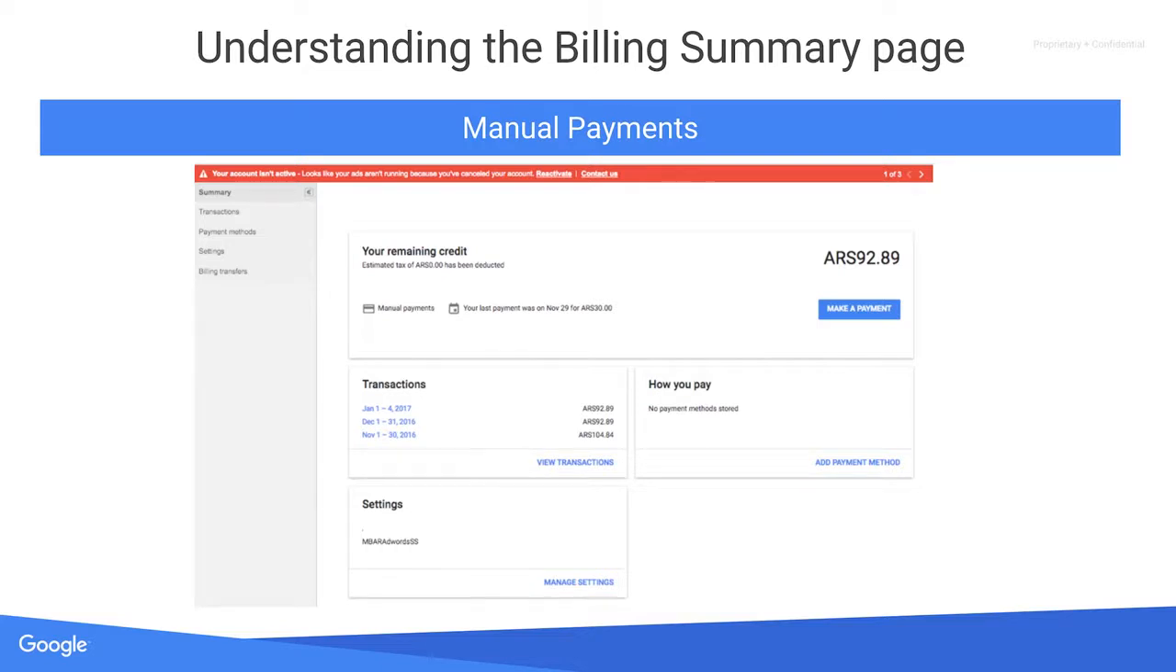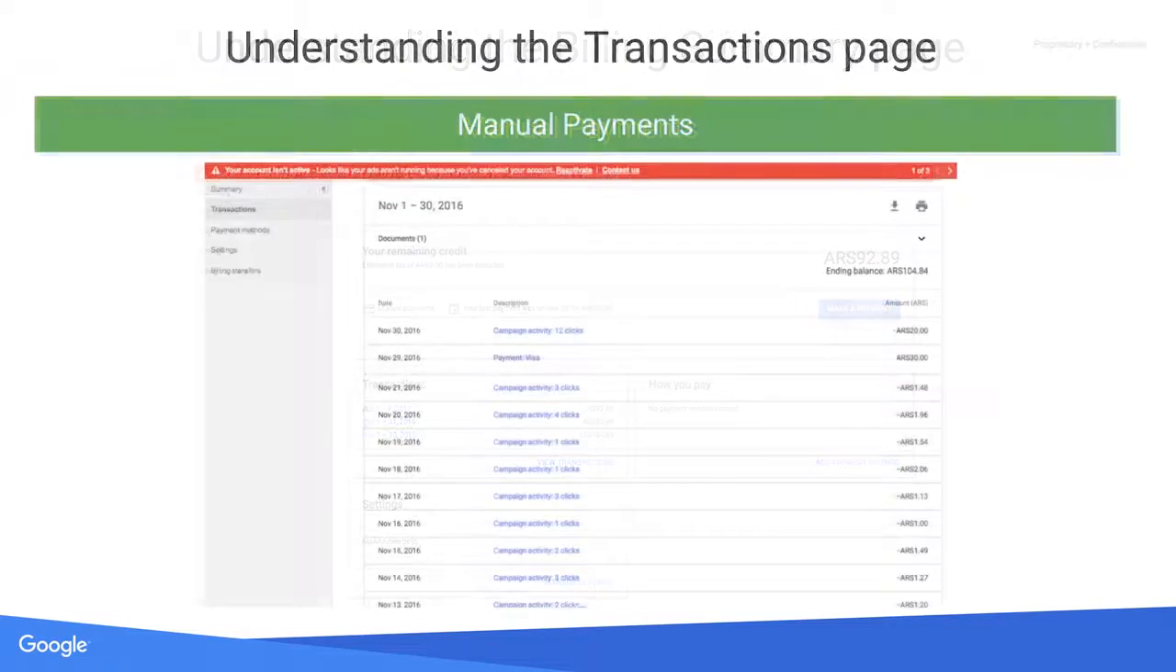The Transactions tab in your manual payments account will have one consolidated column for credit and debits. Your ad usage, tax, estimated tax, and your other debits will be shown as negative, whereas payments or top-ups or any other credits will show as positive.